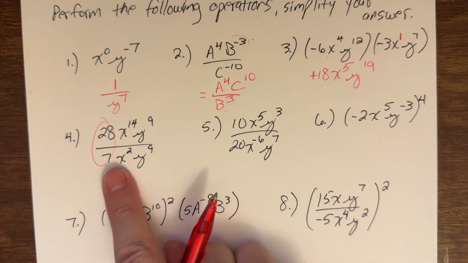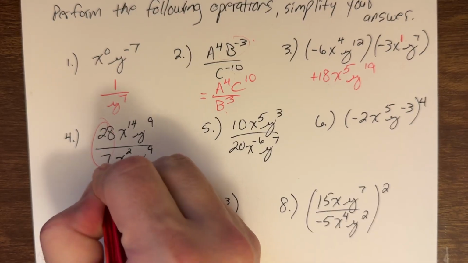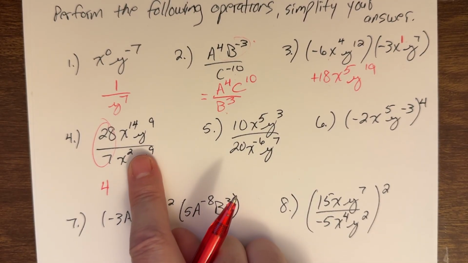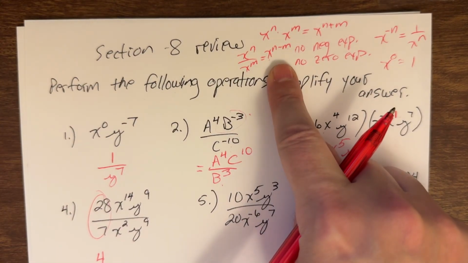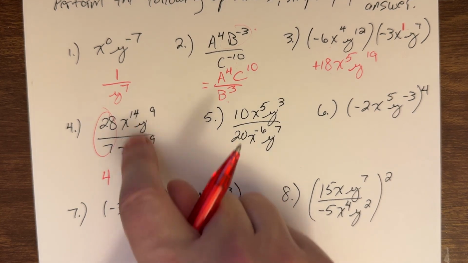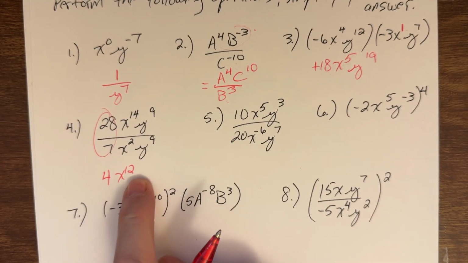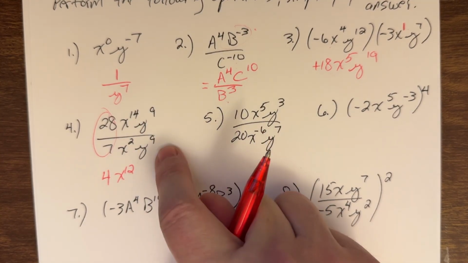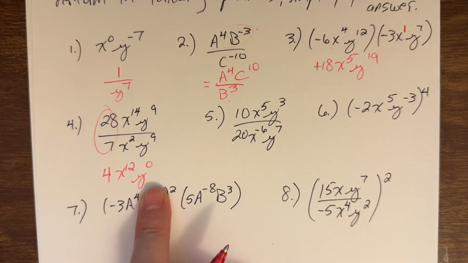But in this one, keep them separate. 28 divided by 7, that gives me a clean 4. Rule people, I've got the common x's that I'm dividing. I follow my rules. I do top exponent minus bottom. I go 14 minus 2 is 12, so I get x to the 12th power. My y, same thing. Top exponent minus bottom. I get 9 minus 9 is 0.